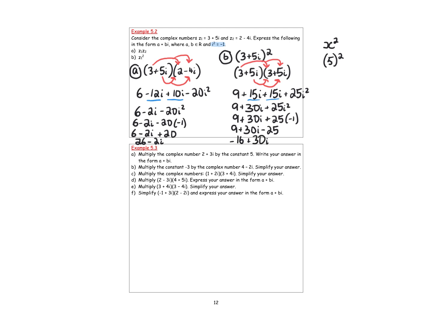Example 5.3 is almost identical to example 5.1 and 5.2. A and B are exactly like 5.1, and C to F are exactly like example 5.2. The most important thing to remember when you're multiplying two complex numbers by each other is that i squared is equal to minus 1. However, I do want to do one part of example 5.3. I want to do part E.